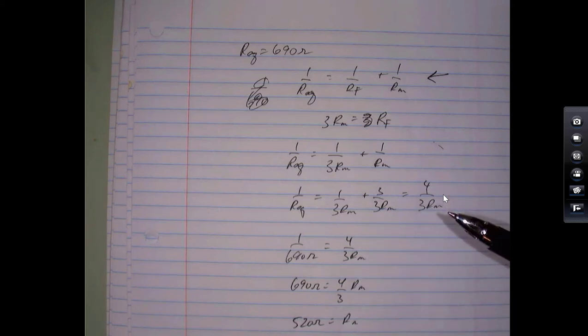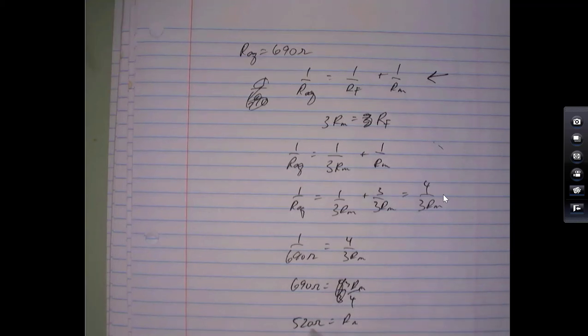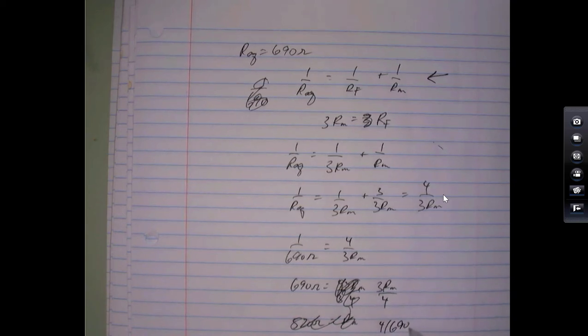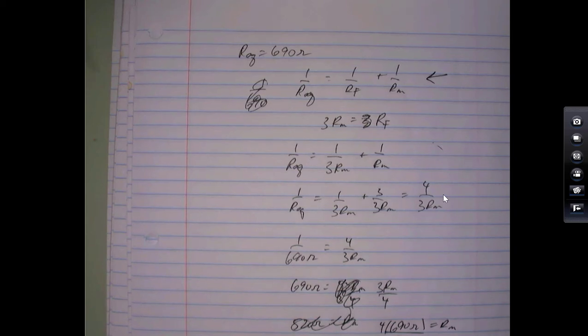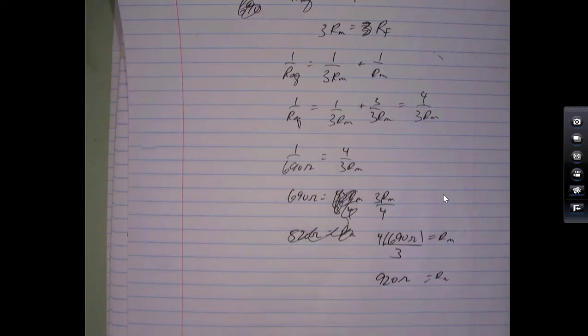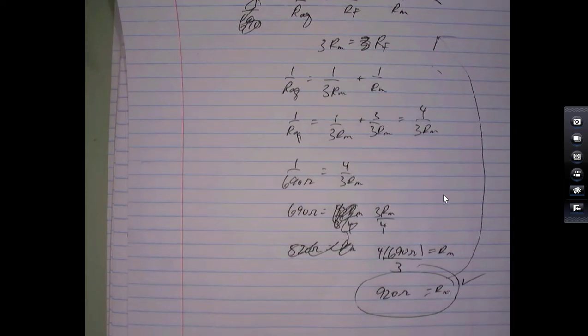Let's see, did I goof that up? Yep, it looks like I did. This should be 3R muscle over 4. Okay, so then R muscle, so this says 3R muscle over 4. Let me rewrite it when I invert it. 3R muscle over 4. Okay, and then I can multiply both sides by 4, divide both sides by 3. So 4 times 690 divided by 3 would be equal to R muscle. So 690 times 4 divided by 3, 920. And then if you wanted to, you could take this, go back to the original equation and make sure it all works out. I'm pretty confident that that's okay though.